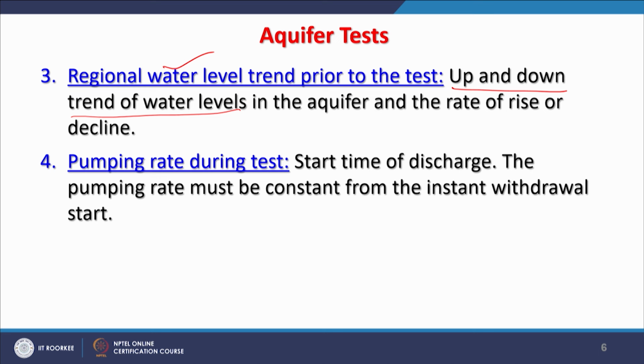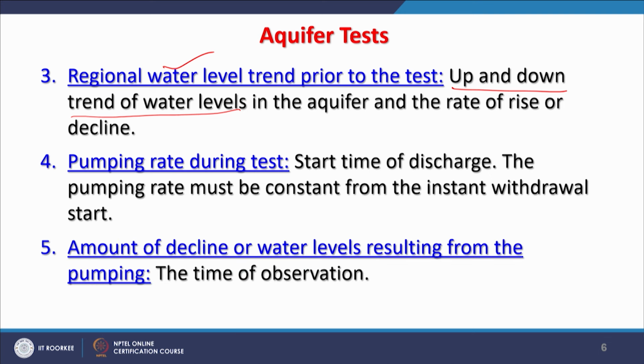And then the pumping rate during the test. What was the pumping rate? What was the start time of discharge? And the pumping rate must be constant from the instant withdrawal starts. We may not achieve that initially, but this is the target, this is the objective, that we should get a constant pump discharge rate. And also the amount of decline of water level resulting from pumping, and the time of observation. Once the pumping has started, how is the water level in the well affected, whether it remains constant or goes down, or sometimes if it reaches a recharge situation at the outer boundary of the cone of depression, then the discharge may increase also, but it depends on geological conditions and aquifer boundaries.